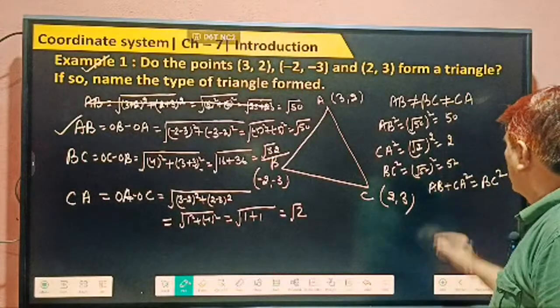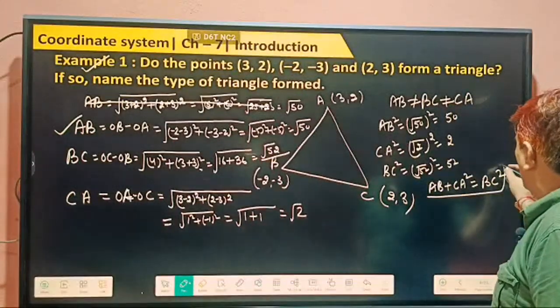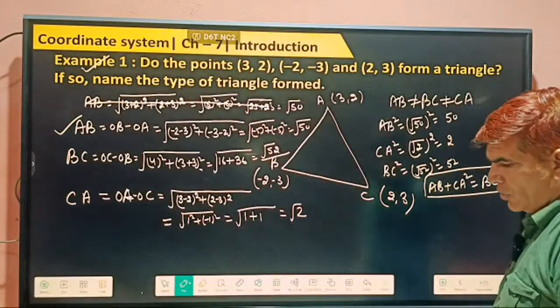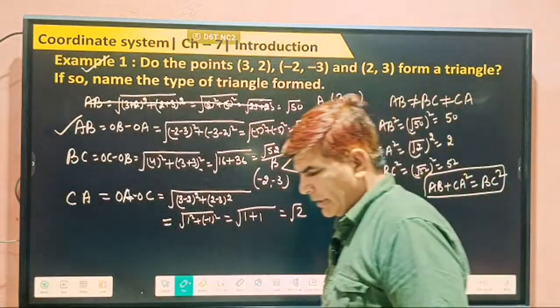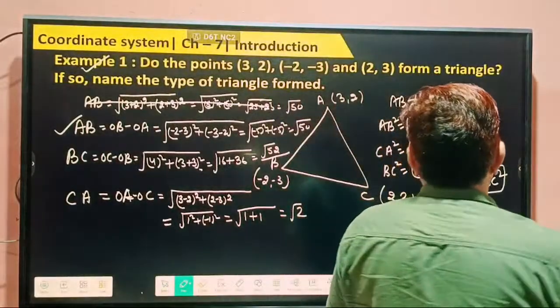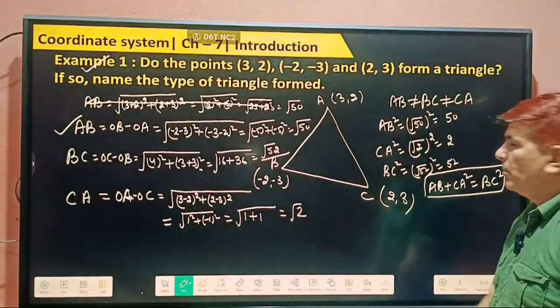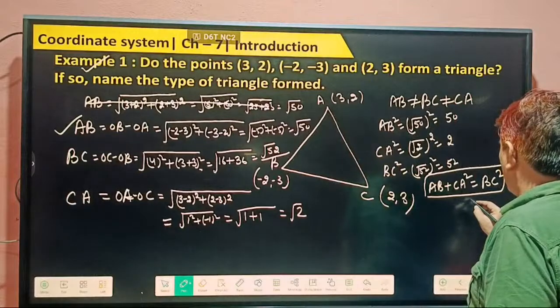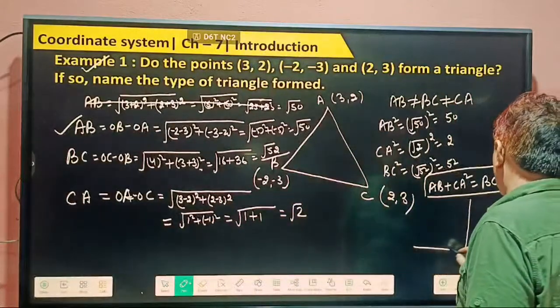BC square. So what is it saying? The sum of the squares of two sides is equal to the square of the third side. So by the converse of Pythagoras' theorem, it's a right angle triangle. What type of triangle? Right angle triangle.